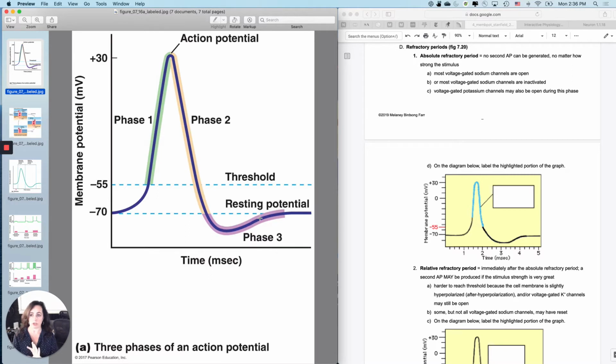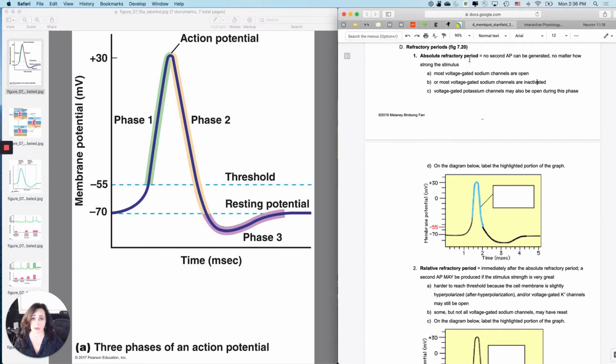So here's my question. In a neuron, this is one action potential, and a neuron has to finish the first action potential before it gets to the second one. There is a period of time in which you cannot have another action potential, no way, no how. And that is called the absolute refractory period. No second action potential can be generated, no matter how strong the stimulus. And I want to talk about why that is true.